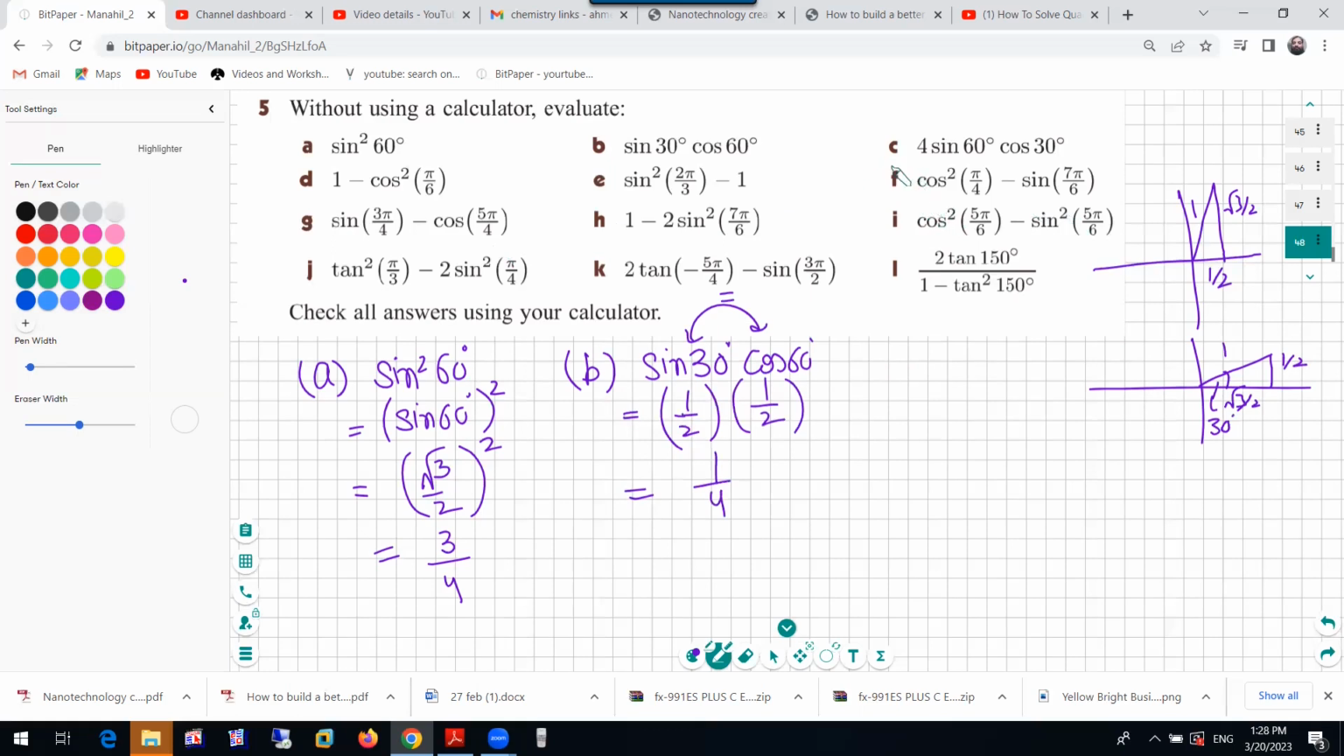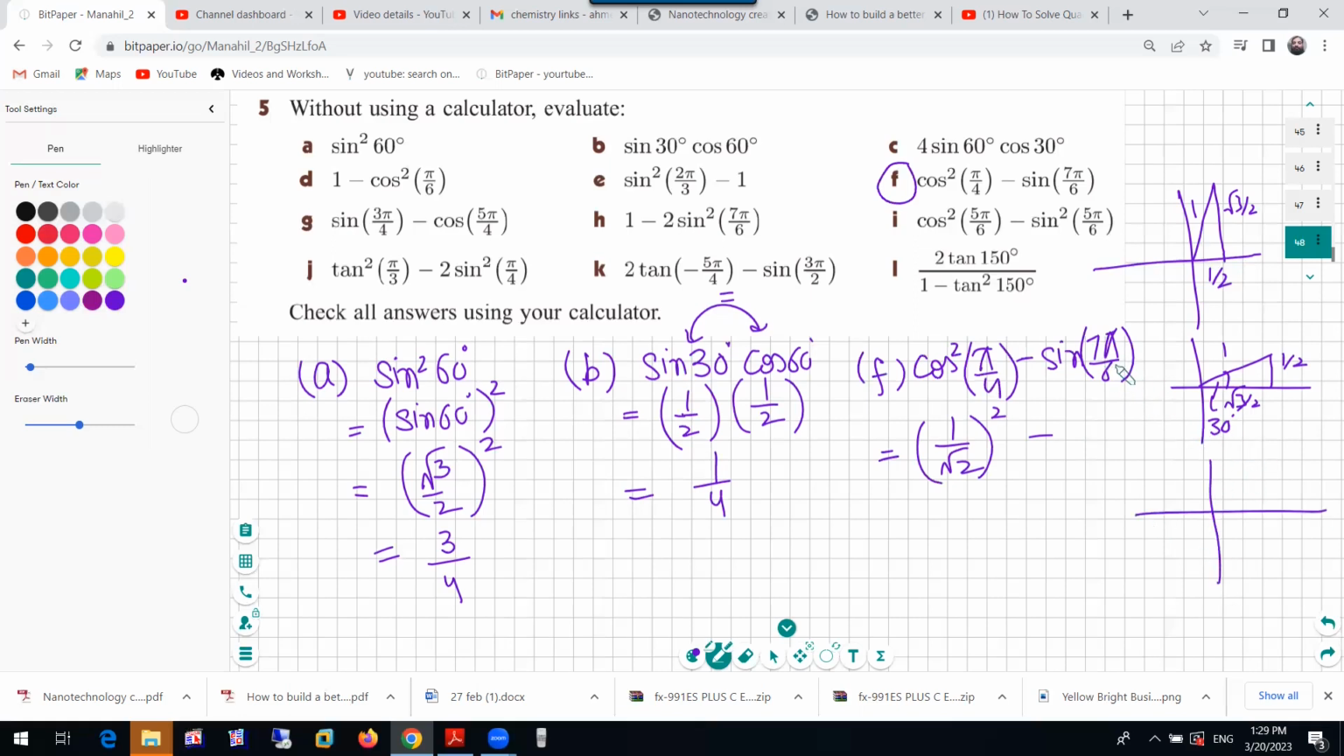Now I'm going to solve part F, right? In part F, I have cos square pi by 4 minus sine 7 pi over 6, right? Okay, so cos pi by 4 is 1 over square root 2. We already found that, right? So 1 over square root 2 whole square. What about this? This is a multiple of pi by 6. Pi by 6 is actually 30 degrees. Got it?